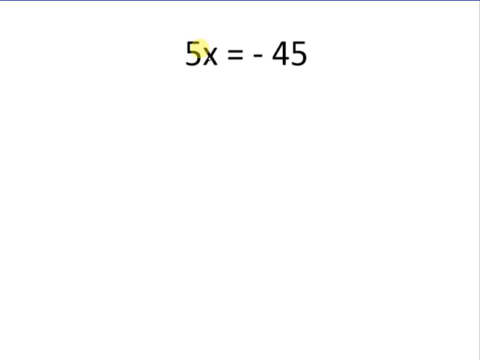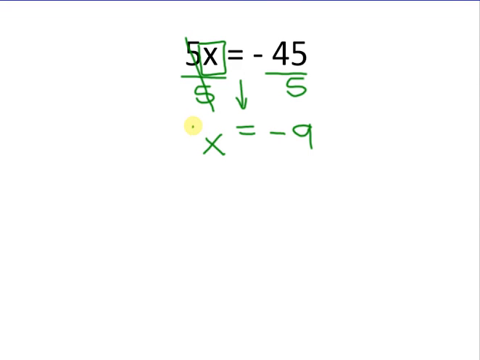All right, go ahead and box your variable. You have multiplication happening here because they're attached to each other. So the opposite or the inverse of multiplication is division. So I'm going to divide by 5, but I have to do it to both sides. Multiplication and division cancel each other out, so I'm left with x. I'm going to bring down my equal sign. Negative 45 divided by 5 is negative 9.